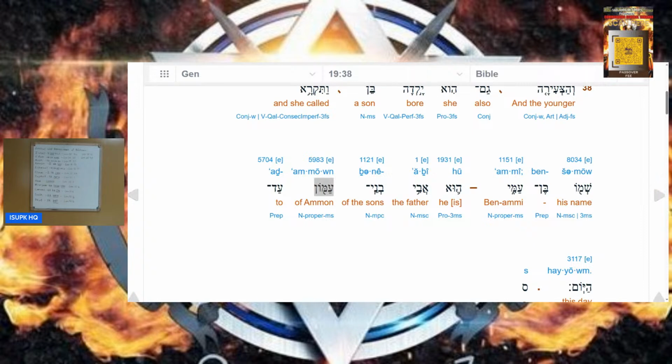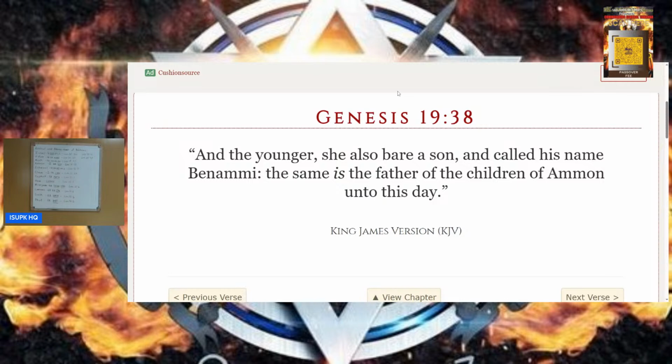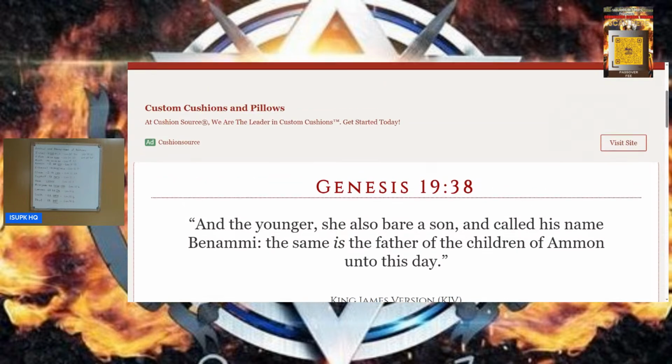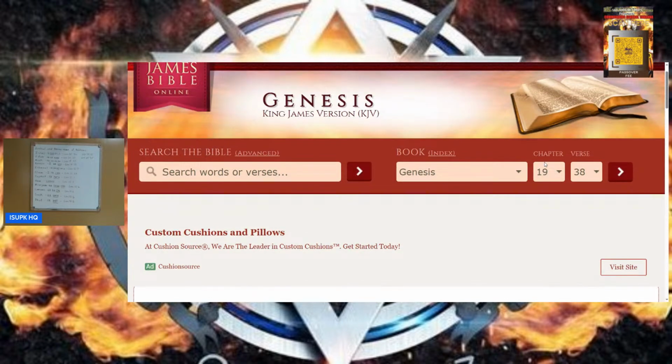Next, we're going to go to Ishmael. And Ishmael is in Genesis 16, verse 11.